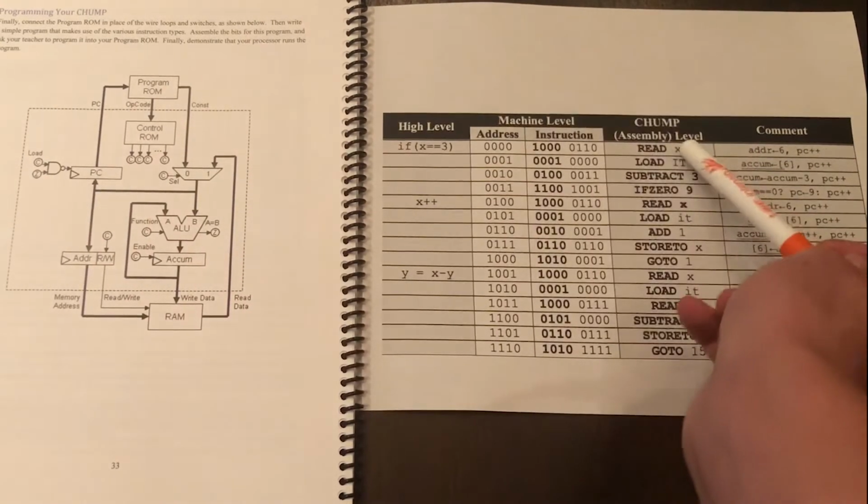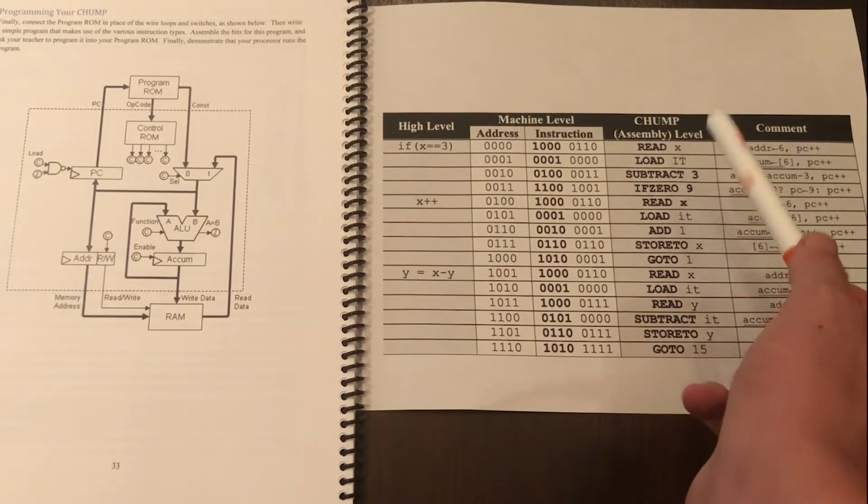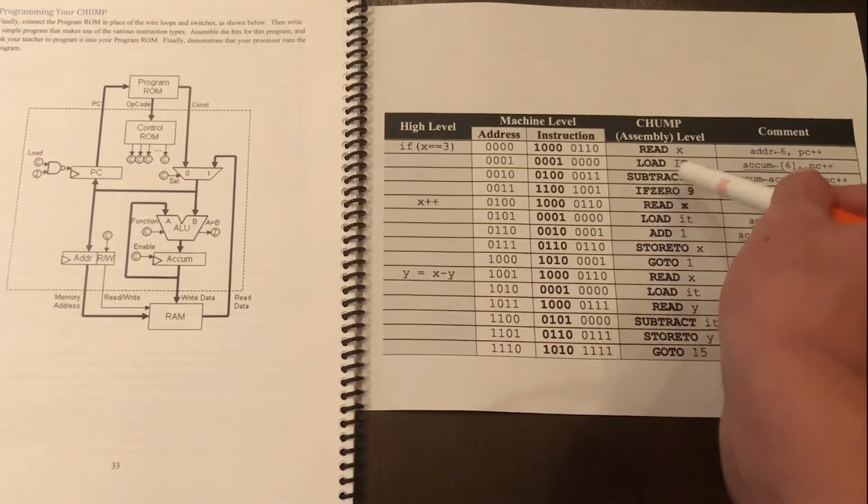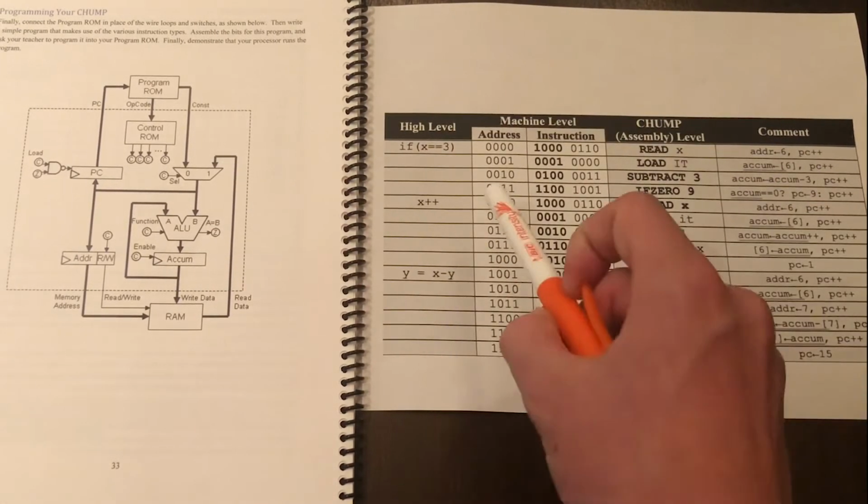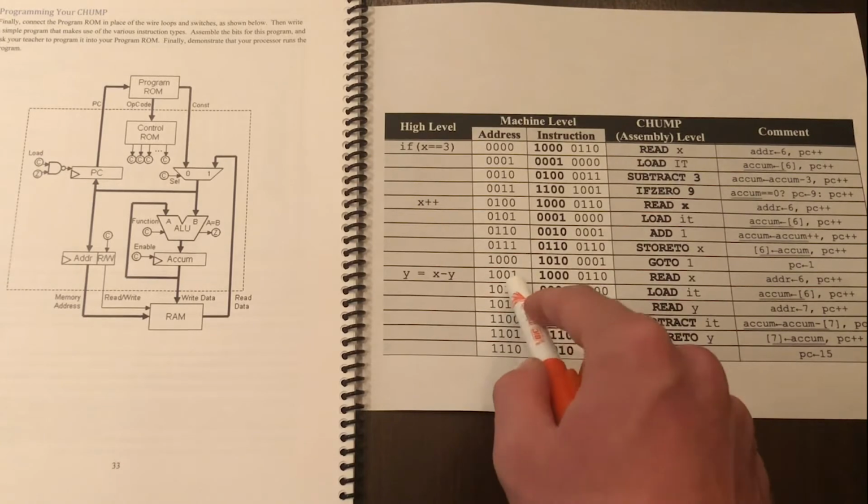So let's say we go through the program again. We go through these 3 things. And let's say the accumulator value is equal to 0. Then we're going to go to address 9, which is this one right here.